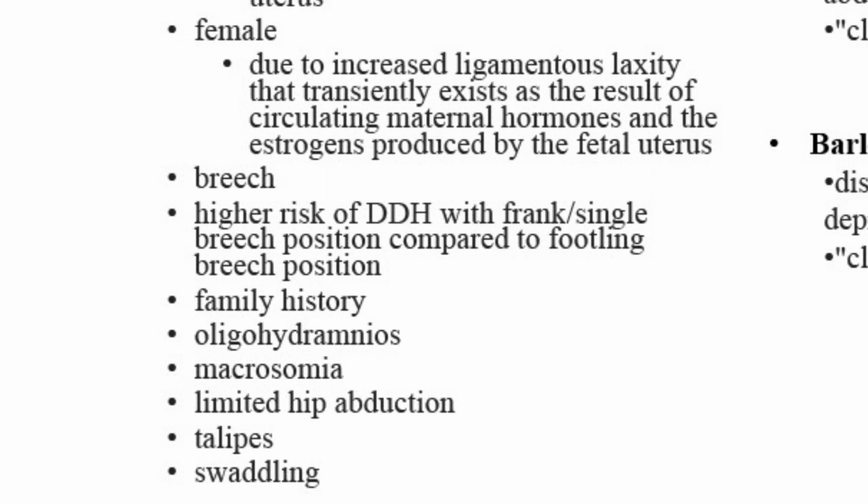Then breech presentation, abnormal positioning, and a family history of DDH, and oligohydramnios, again tight space, and then macrosomia, again tight space, and then limited hip abduction during the delivery. That means, compared to other breech positioning, single leg breech is more likely to develop DDH, and then talipes. In addition to that, what is swaddling?